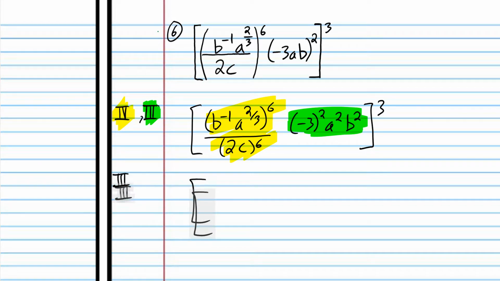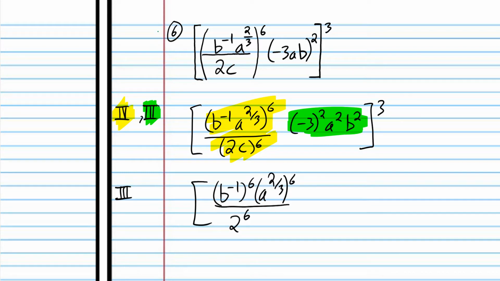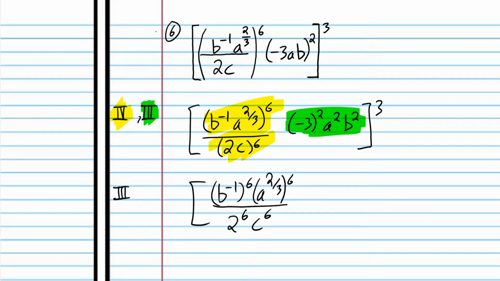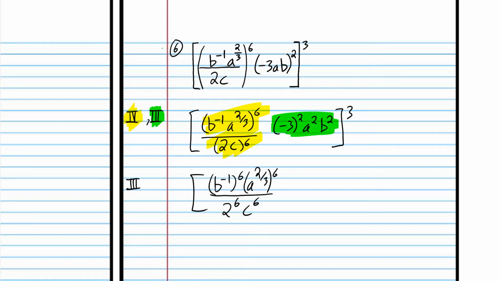Move this down a little bit. So we have b to the -1 raised to the 6th, a to the 2/3 raised to the 6th. That was rule number 3. And again, we have rule number 3 again in the denominator. So those were all rule number 3's.